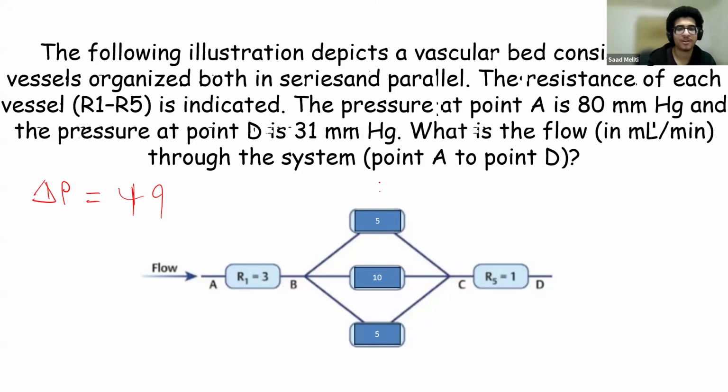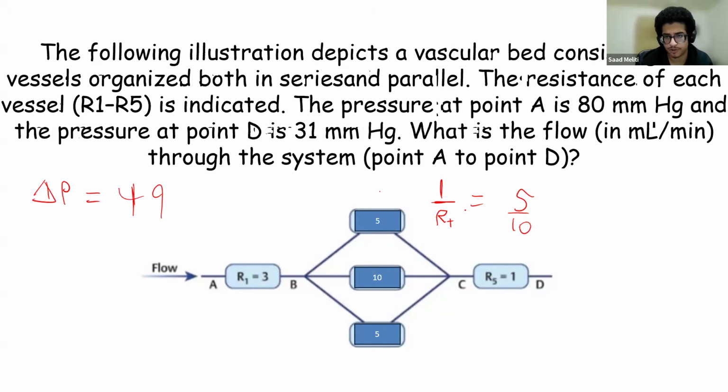Now we want to calculate the resistance. First, let's start off with calculating the parallel resistance of this. We're going to use the equation: the total resistance is equal to 1 over 5 plus 1 over 10 plus 1 over 5. You'll have a calculator in the exam, so you don't have to do this by hand. What you're going to end up with is 5 over 10.